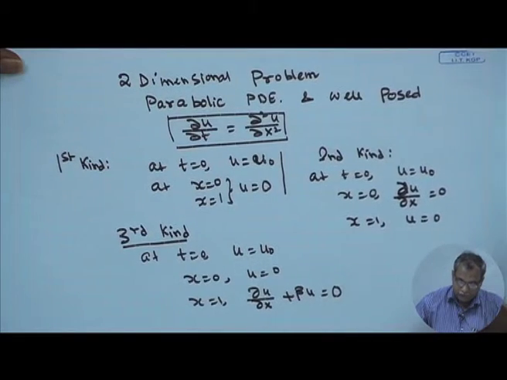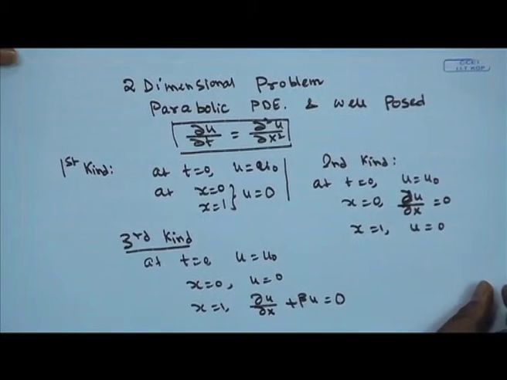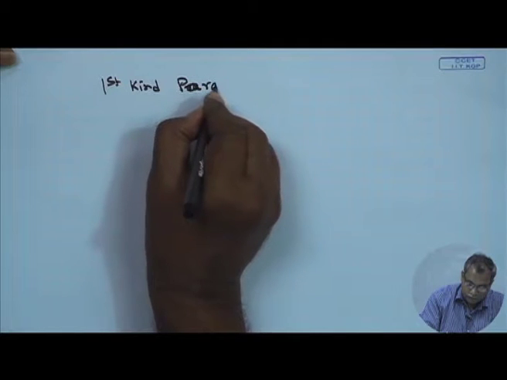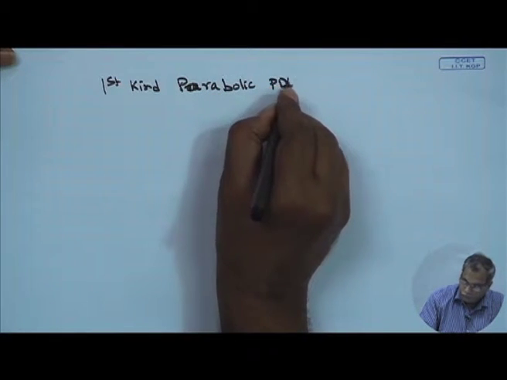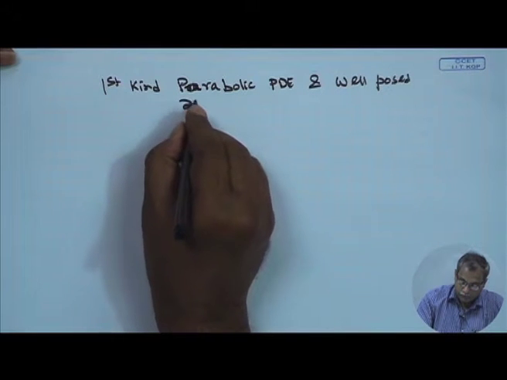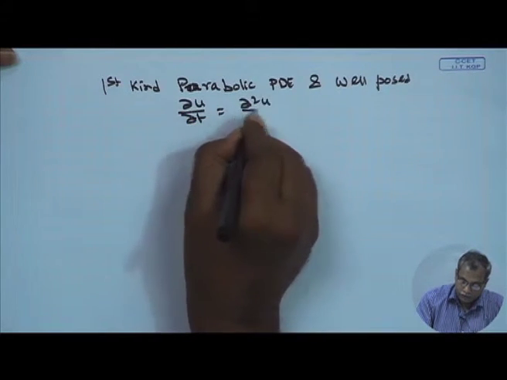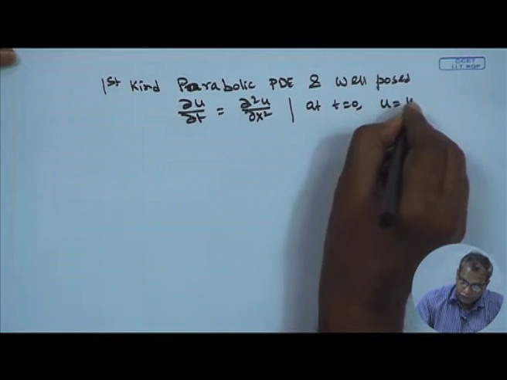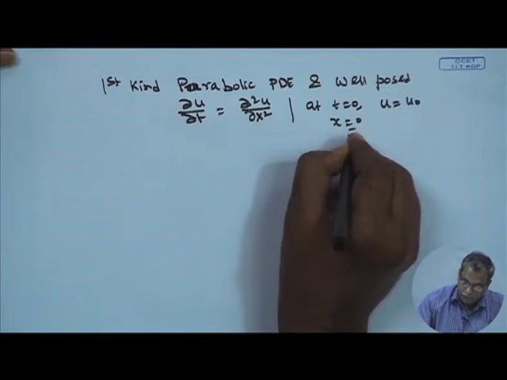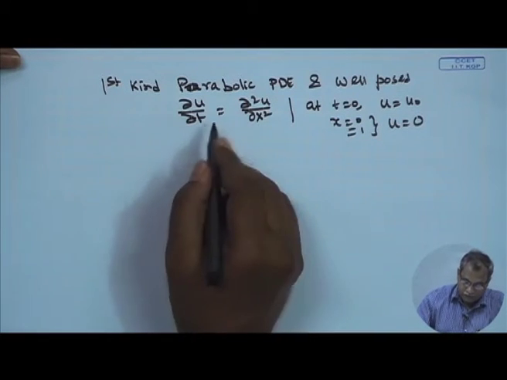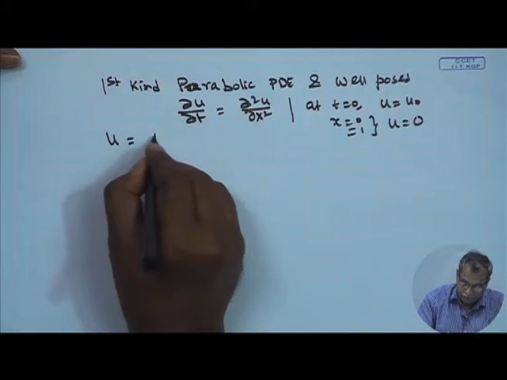Now let us solve them one by one and see how the solution differs, and how one can go about a complete solution using separation of variables. So let us solve for the first kind, the parabolic PDE, well posed. Let us look into the complete solution. del u del t is equal to del square u del x square, and at t equal to 0, u is equal to u naught, and at x equal to 0 and 1, u is equal to 0.